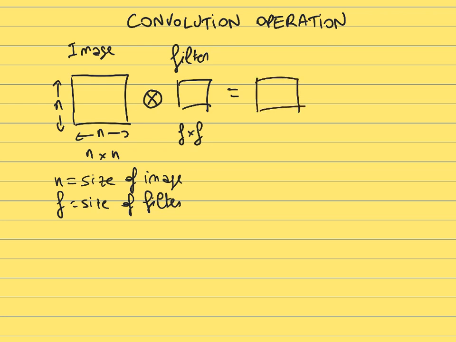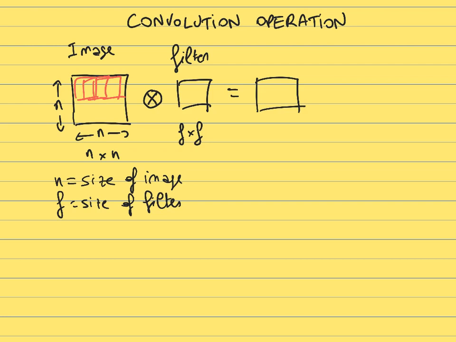Why? Because you will start by putting your filter here, then here, etc. And the number of times you can put the filter within the image is lower than the number of pixels that you have within the image.